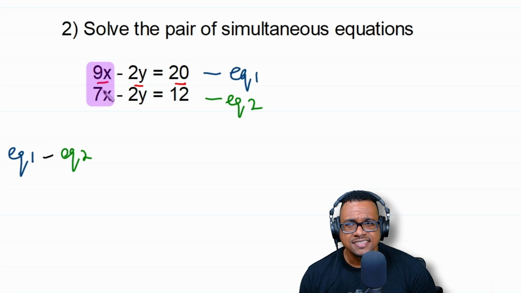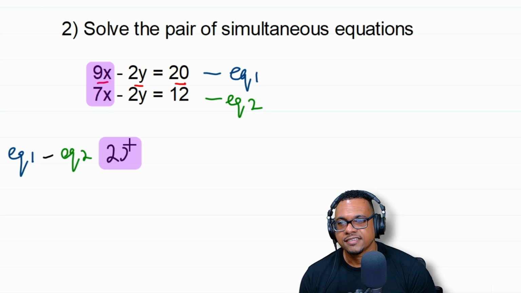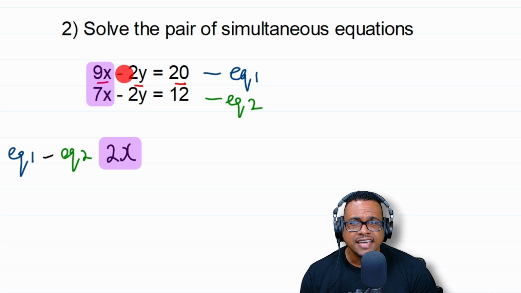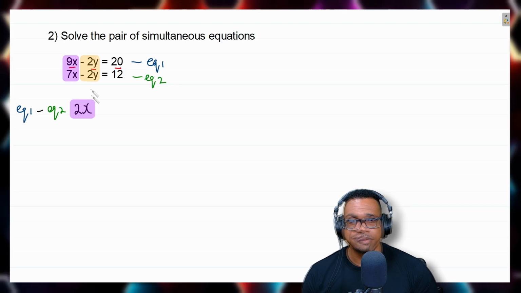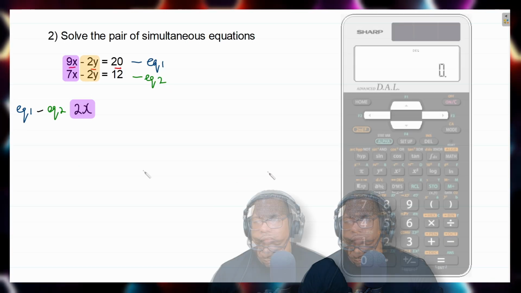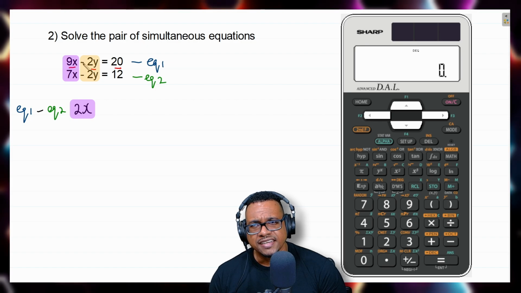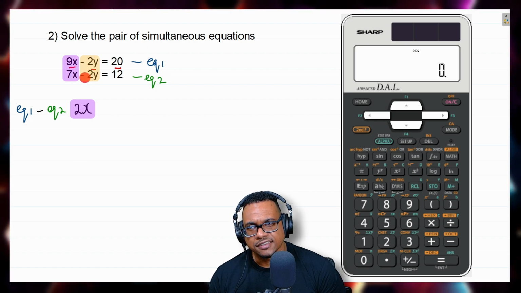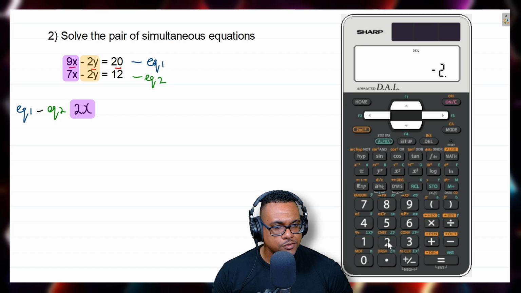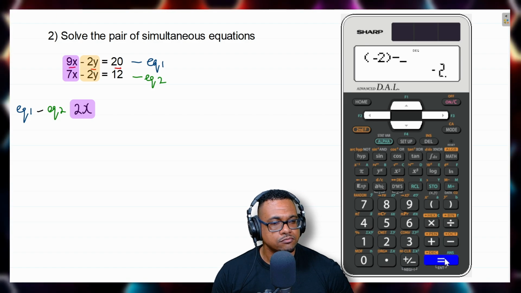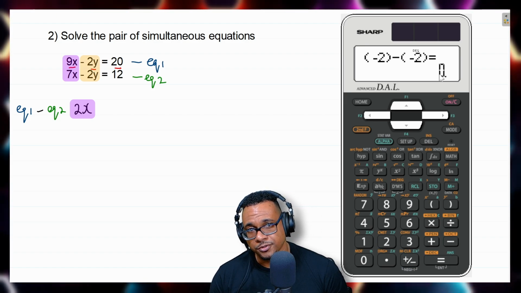So what we're going to have is 9x take away 7x, and that will give you 2x. So we're going to have 2x. And then we're going to have the -2y take away -2y. And as I said, once the signs in front of the numbers are the same, subtraction will give you 0. Of course, the magnitudes need to be the same for that to happen. But I'll go on the calculator and show you. So now what I'm going to type on the calculator would be -2 take away -2. So -2 take away -2, press equal, and you see you got 0.